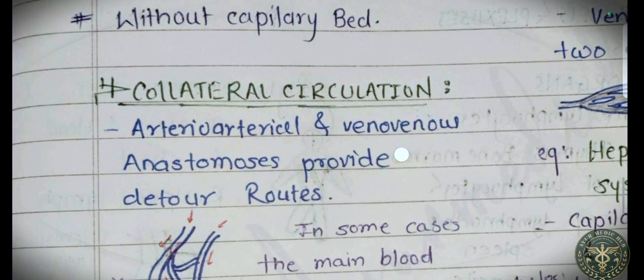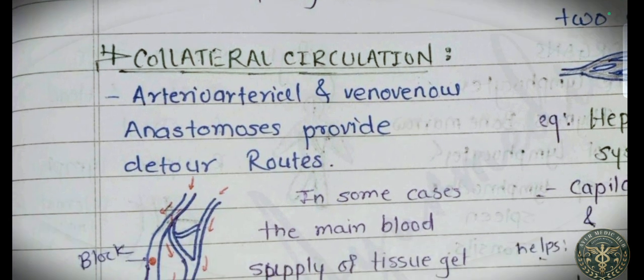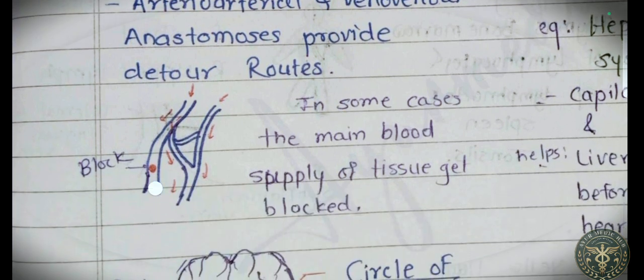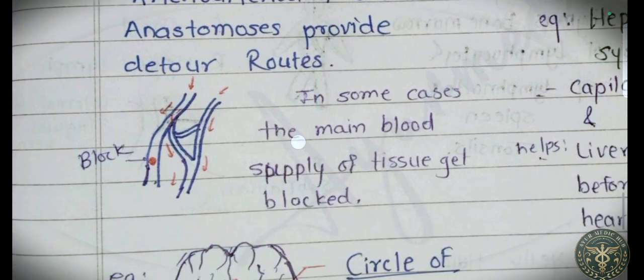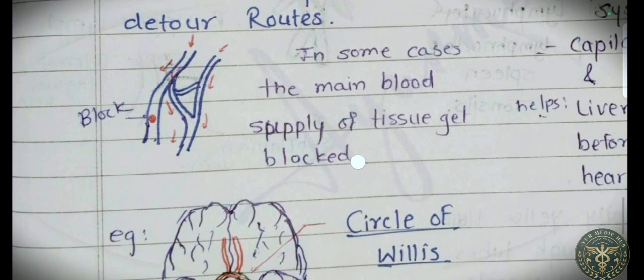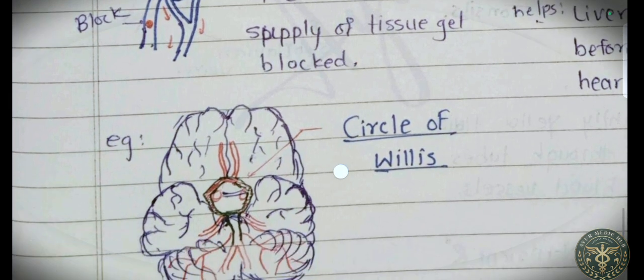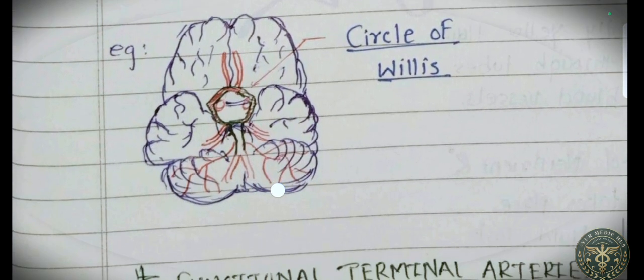Then there is collateral circulation, when arterial and veno-venous anastomosis provide detour routes. For example, in some cases the main blood flow to the tissue gets blocked. Then the blood flow is carried out by the collateral circulation, as you can see in the diagram. An example of this is the circle of Willis in the brain.